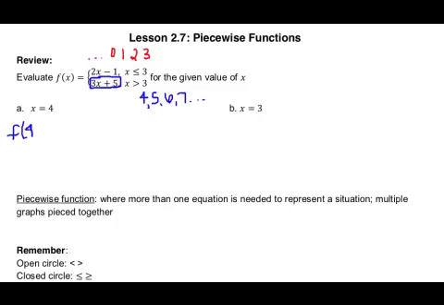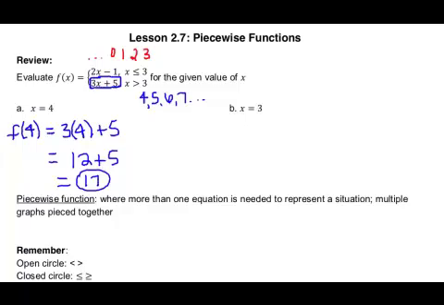So f of 4, because 4 is the value that we're plugging in, 3 times 4 plus 5. 3 times 4 is 12. And 12 plus 5 equals 17. So f of 4 is 17. Again, we use the second equation because 4 was included in those x values.